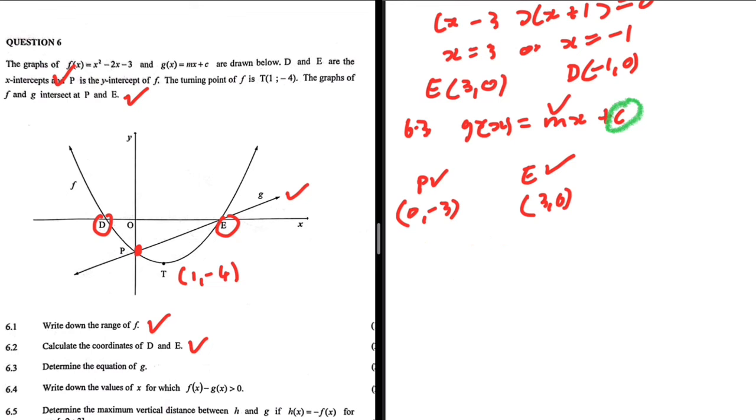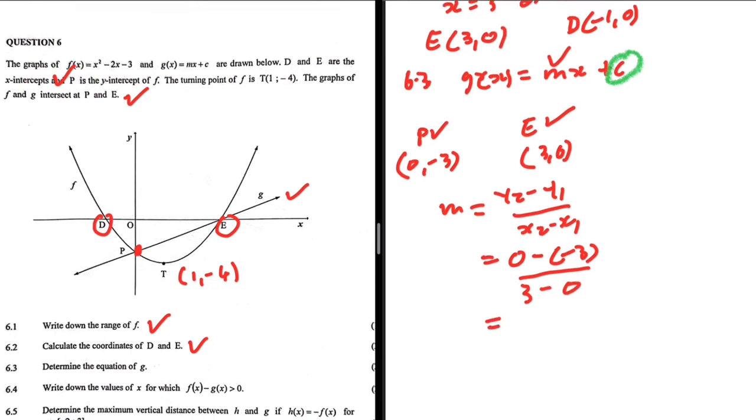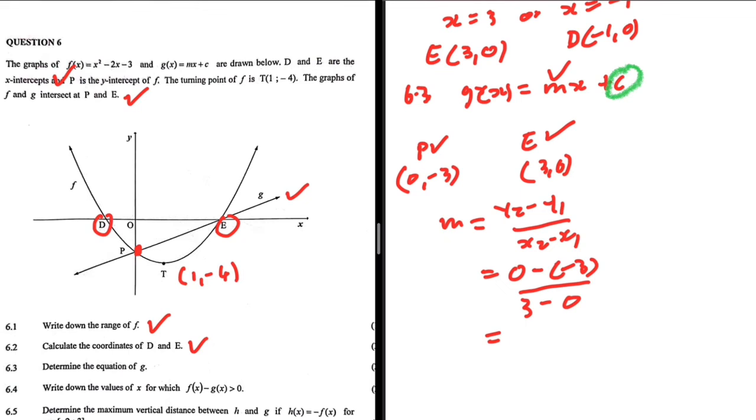Let's go ahead and find the gradient. The gradient is y2 minus y1 divided by x2 minus x1. I keep on writing x1 here in place of y1, I don't know why that is so. Okay, let's take e as our second point. Then y2 will be 0 and y1 will be minus 3, divided by x2 at e, that is 3, minus x1 at p, that is 0. So we have 3 actually on the numerator. So 3 divided by 3, that is 1.